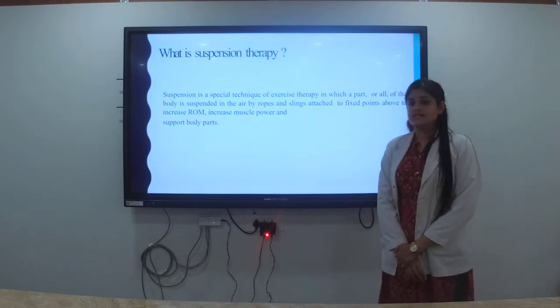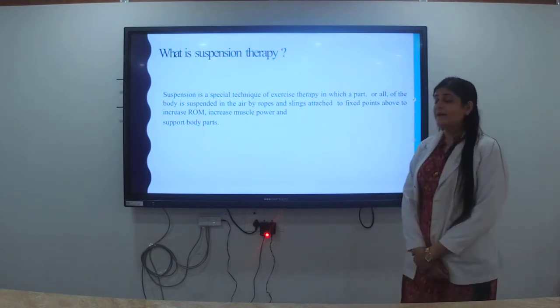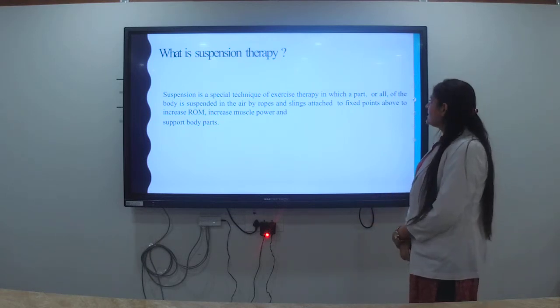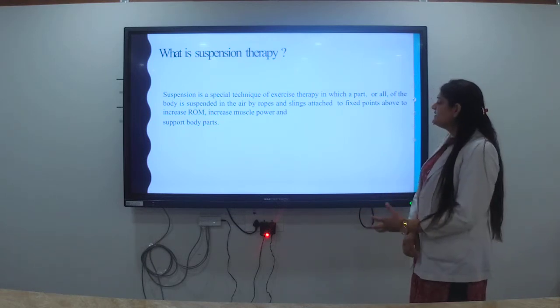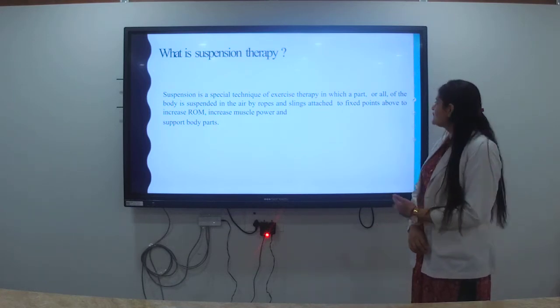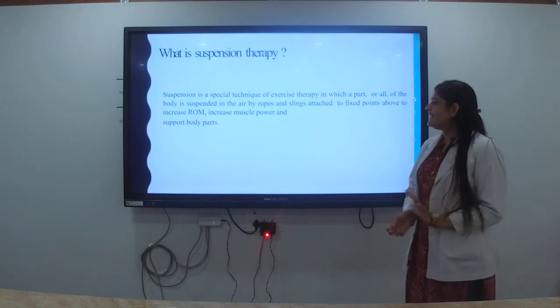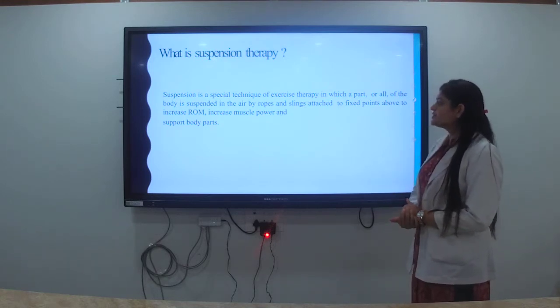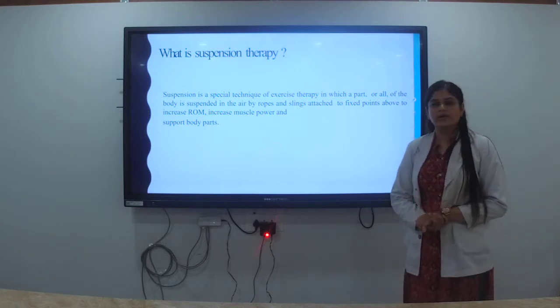Now, what is suspension therapy? It is a special technique which includes various exercises which are given to a part or the entire body by suspending it with the help of slings and ropes on a suspension therapy frame. It helps in increasing the range of motion, power and it supports the body parts.